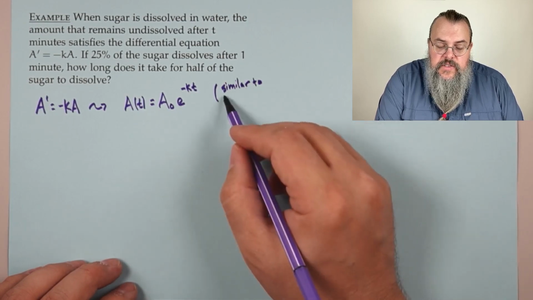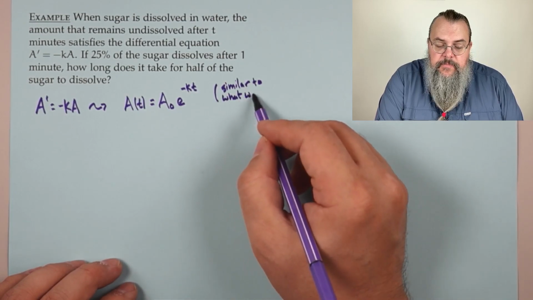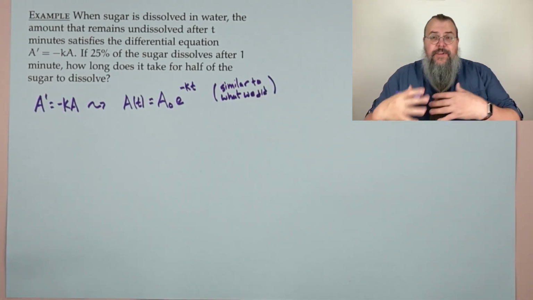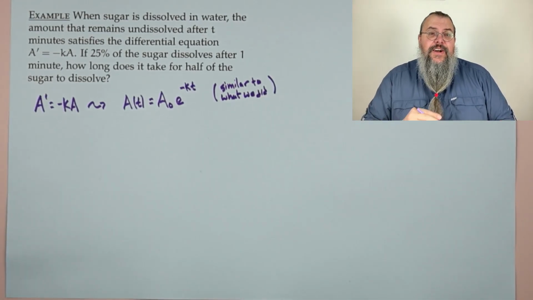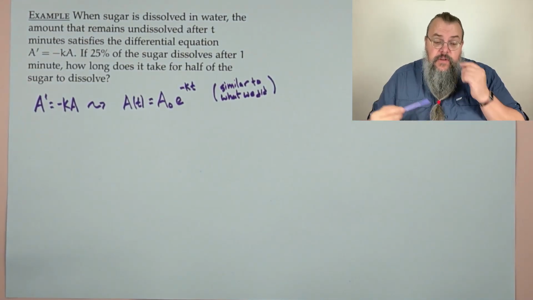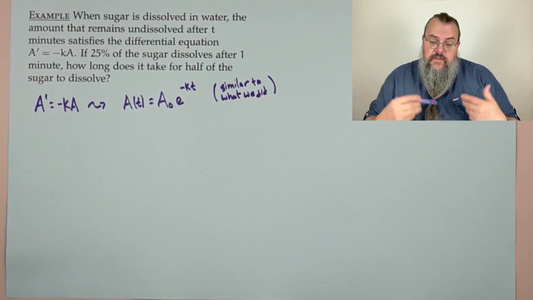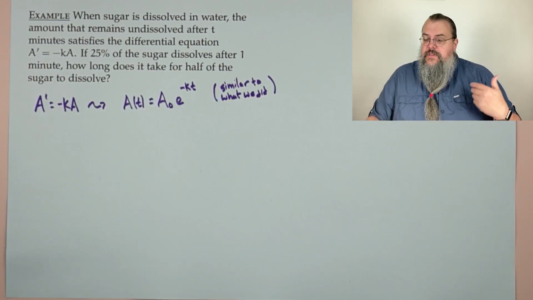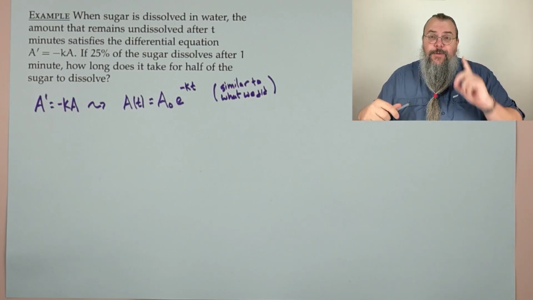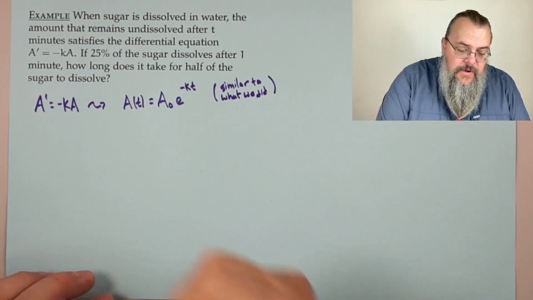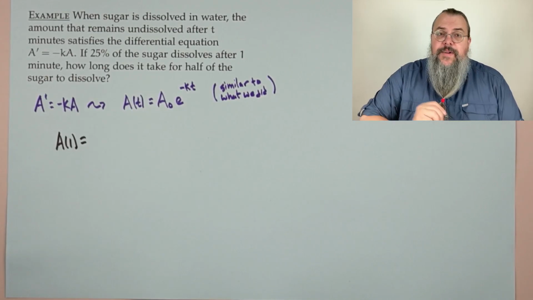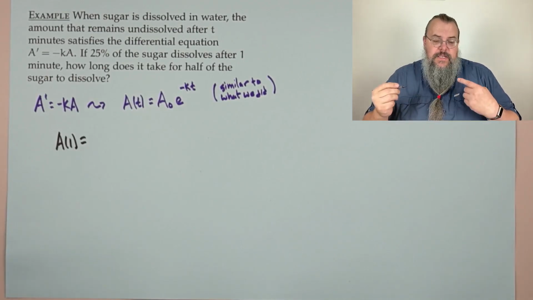So let's save ourselves some time. We want to practice not deriving it, we want to practice using it. So what do we have? We know that 25% of the sugar dissolved after 1 minute. So how long does it take for half of the sugar to dissolve? We know something about time equals 1. So what do we know? The amount of sugar at time 1 is what?